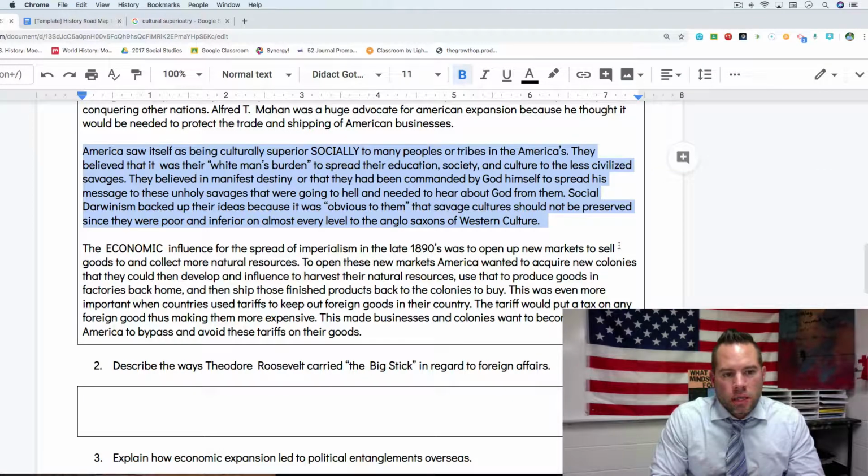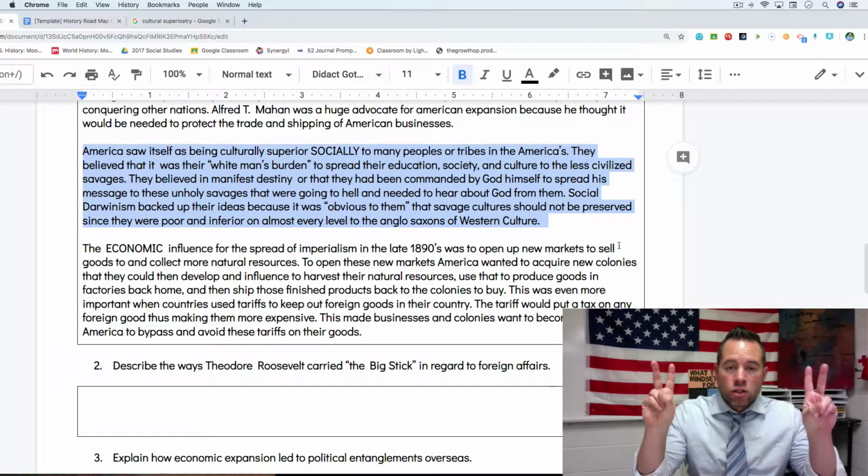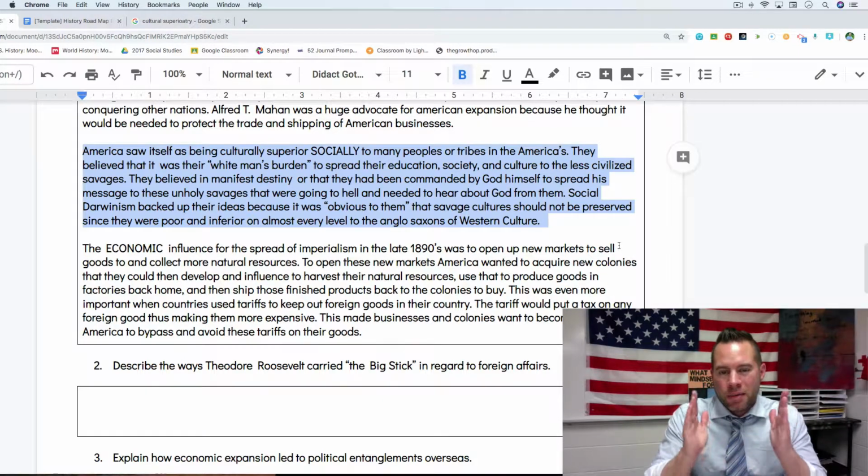America saw itself as being culturally superior, socially, again, making my GEOPERSIA reference, to many peoples or tribes in the Americas. They believed that it was their white man's burden to spread their education, society, and culture to the less civilized savages. They believed in manifest destiny, or that they had been commanded by God himself to spread his message to these unholy savages that were going to hell and needed to hear about God from them.